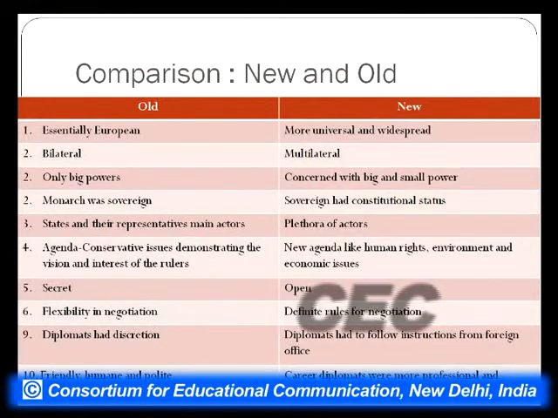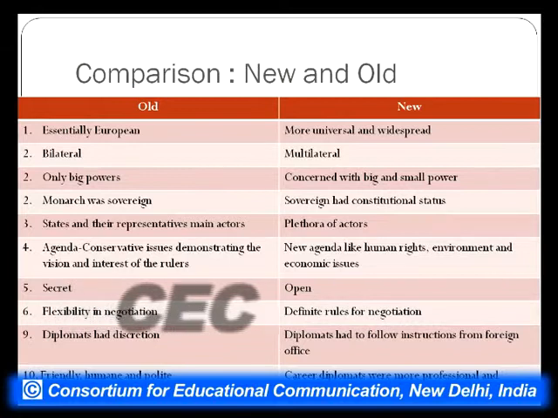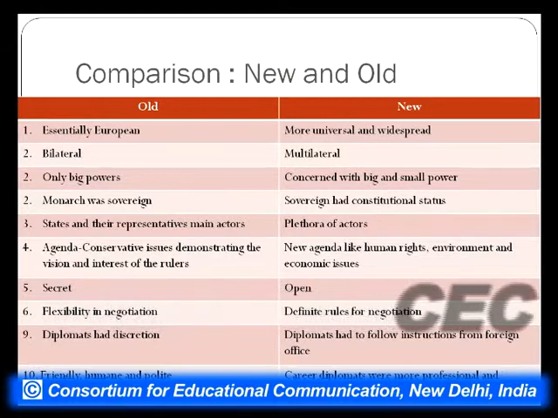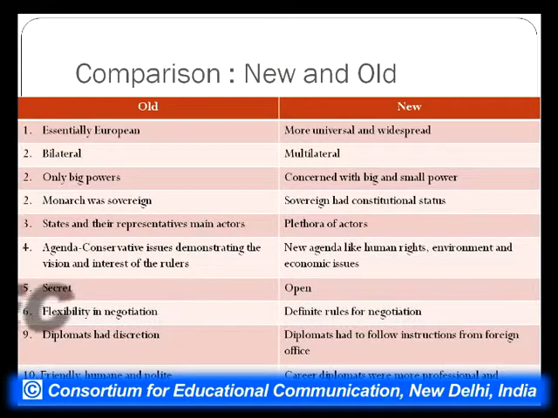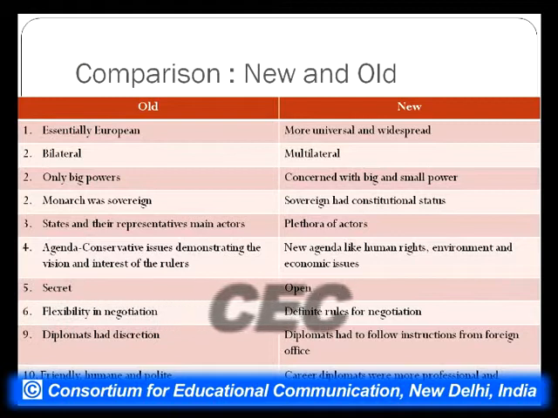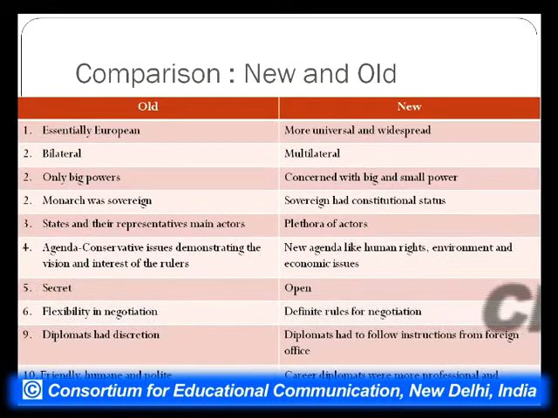The agenda was based on conservative issues demonstrating the vision and interest of the ruler. So, as I told you, Henry Wotton's observation becomes very true, that it is conservative and it is only reflecting the vision of the ruler, whereas the new diplomacy had newer agendas like human rights, environment and economic issues. The process was secretive, whereas the new diplomacy was an open procedure.